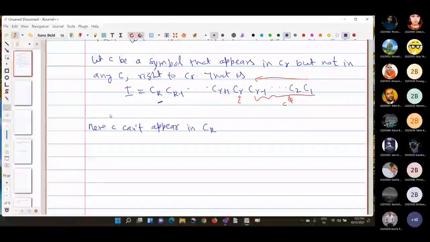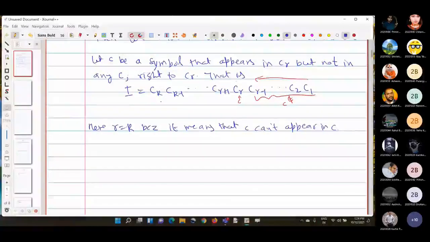Let it be more clear that r cannot be equals to k, because it means that c cannot appear in ck minus 1, ck minus 2, and then c2 and c1. None of them. In any of them, it cannot appear, because by assumption we are taking c is appearing first from the right in cr.